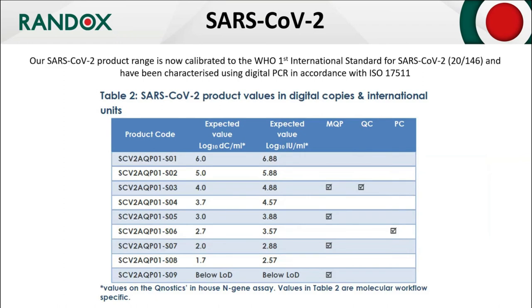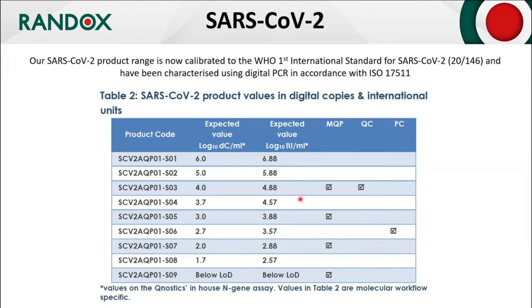What we've done recently is that we've calibrated our SARS-CoV-2 range against the first international WHO standard for SARS-CoV-2, the 20/146 international standard. This has been characterized using digital droplet real-time PCR. And as you can see from the table here, I'll just bring up my pointer so I can show you. The values here on the left-hand side are digital droplet copies per mil values using our in-house digital droplet PCR method. And these are the different levels within our analytical Q panel, each of the concentrations.